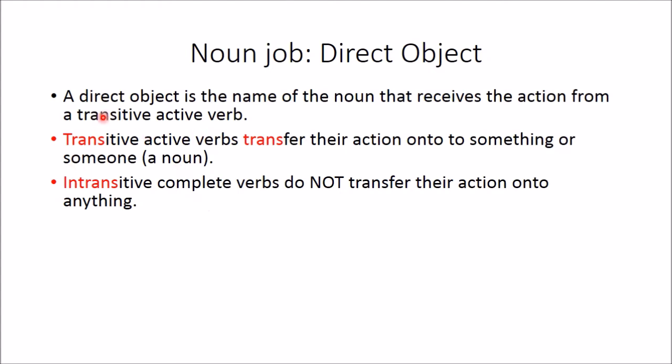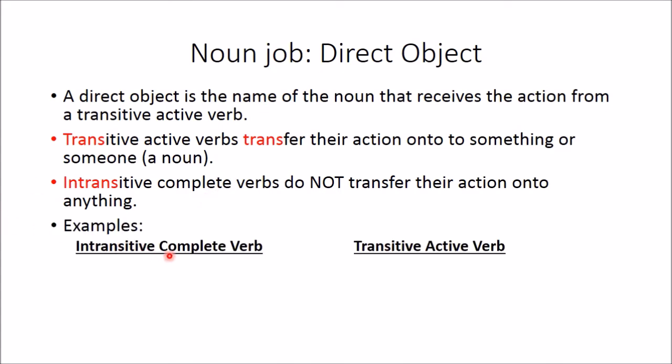Now, that is compared to intransitive complete verbs, and those kinds of verbs do not transfer their actions onto anything. And the prefix in means not, so this basically means not transitive. So let's actually look at some examples because it will help this make sense. These words you need to know, transitive active verbs. I can tell you right now, there is a question on the test asking you the difference between transitive active verbs and intransitive complete verbs. So this is the slide you need to pay attention to, okay? You also have this in your notes back when we first did direct objects.